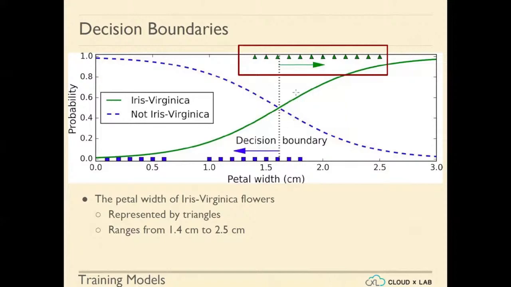So one probability we are getting for the input belonging to the Virginica class. The other probability we will get for the input belonging to the not Virginica class, right? And if you sum these two probabilities, you will get 1, right? So let's say if this number is 0.6, this number will be 0.4, right? 0.6 plus 0.4, you will always get 1, right?